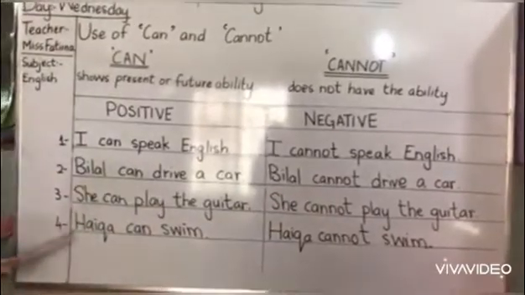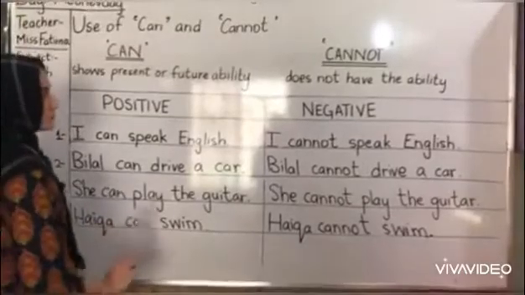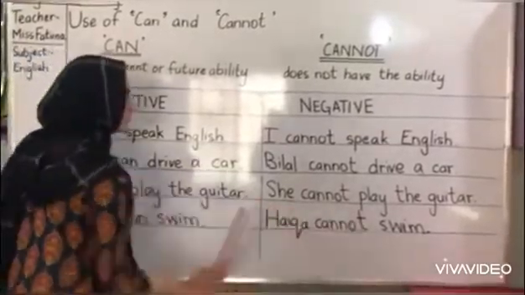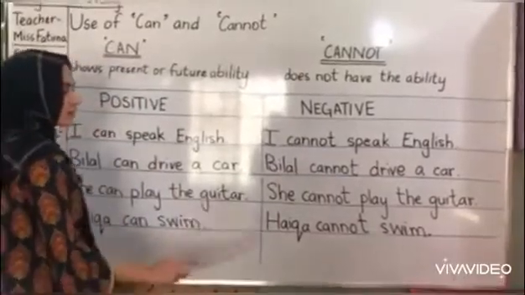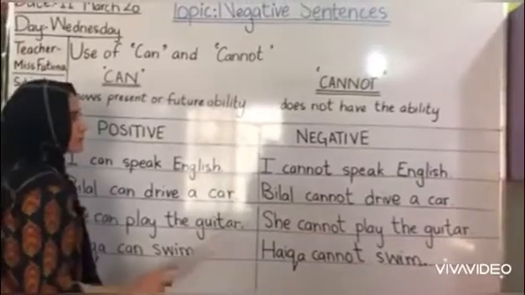The last one, Haika can swim. So when we are going to change it to negative, we'll be saying that Haika cannot swim. That means Haika does not have the ability to swim or Haika does not know how to swim.